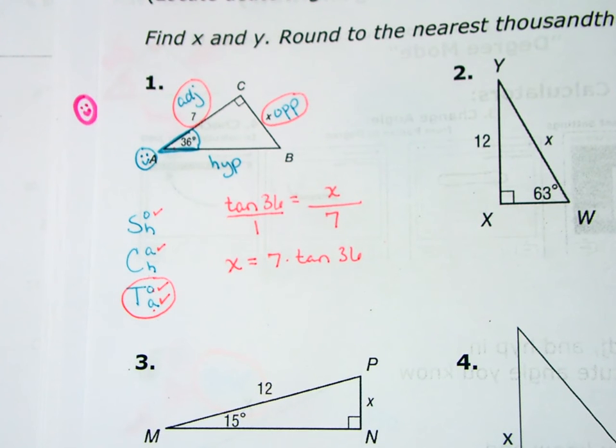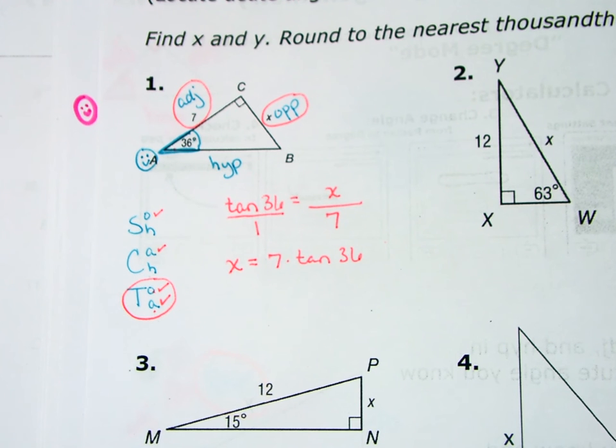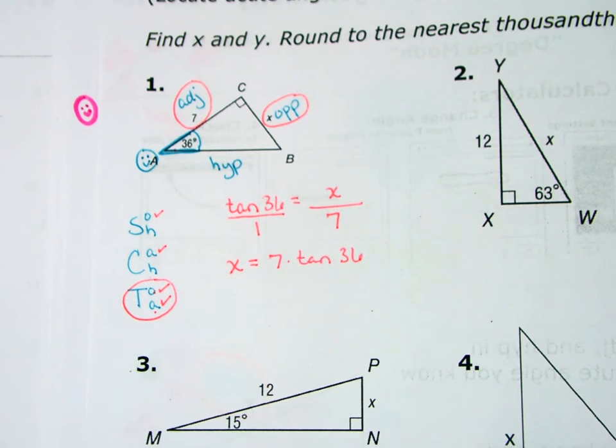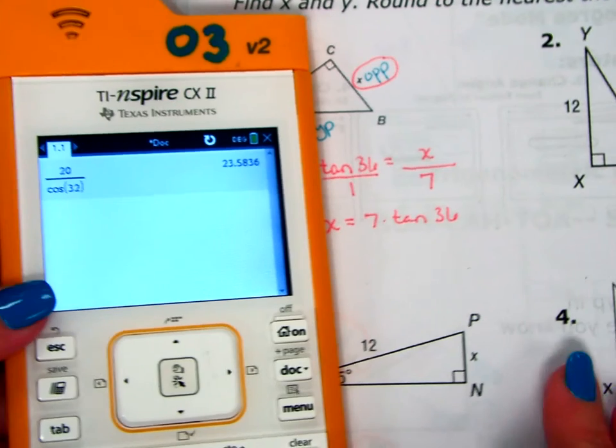Notice I have x equals already. Last time I had to divide out my cosine. Here I don't have to. Sometimes you do, sometimes you don't. We'll talk about, once we've done a couple, how you can tell when you're starting. It's not necessarily by which trig function you're doing. It depends on where your x is starting, if your x is starting up in the top or if your x is starting in the bottom. Okay? So since I have x equals, I can put 7 times the tangent of 36 in my calculator.